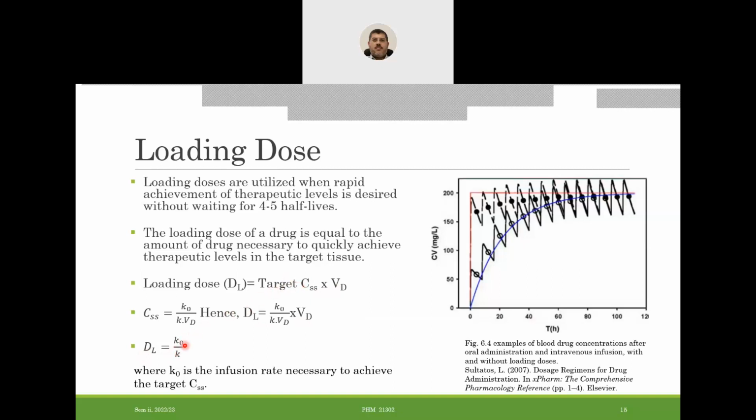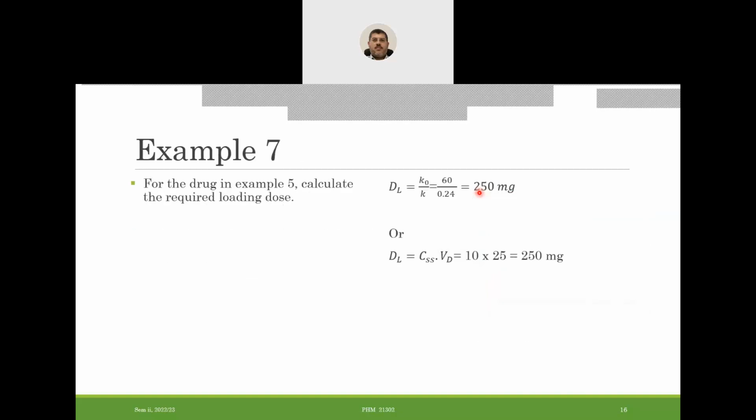Okay. So what happens here? You immediately reach steady state concentration. So the rate of elimination will increase also immediately. First order kinetics, right? So the rate of elimination immediately will be equal to the infusion rate. So what happens to the concentration? Stable, will not change. It will be kept at the same level.